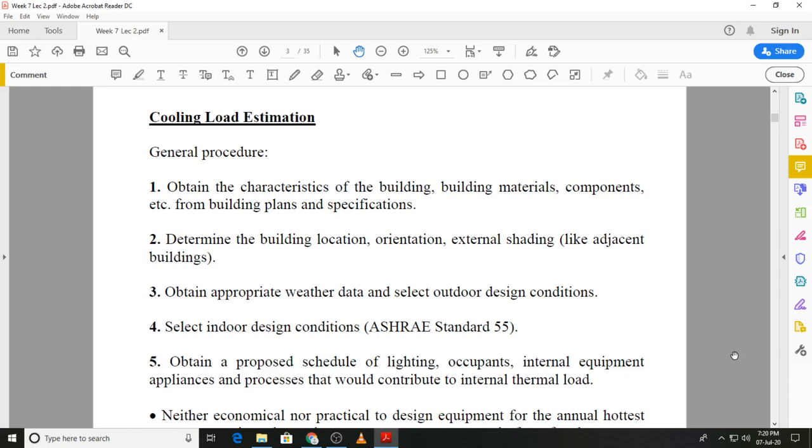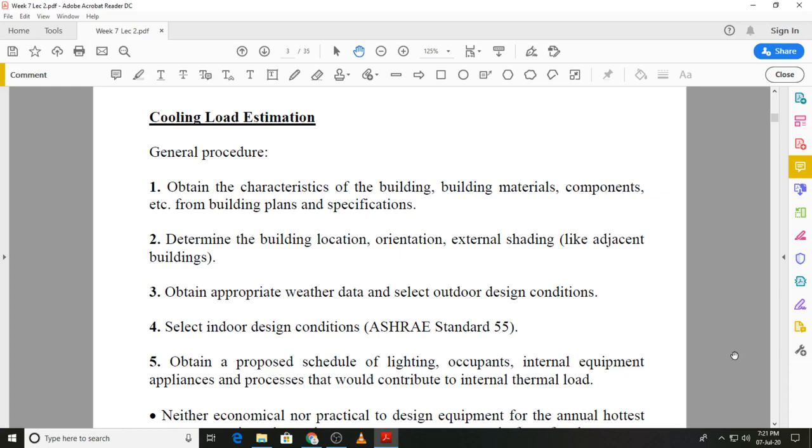Then we of course need the weather data to select the outdoor conditions, for which I will show you a typical data sheet that I have obtained from the ASHRAE Climatic Data CD. Then we will select the indoor design conditions based on ASHRAE Standard 55. We will of course need a schedule of lighting, occupants, and internal equipment and appliances.